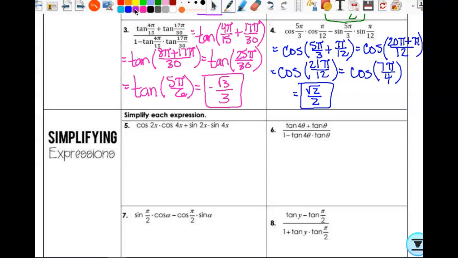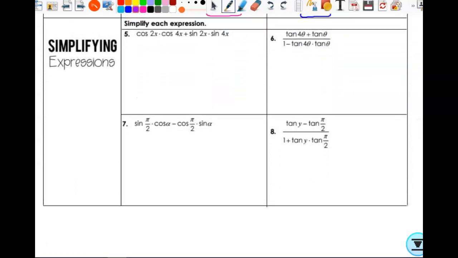So let's look at number 5. Same type of thing. I see a pattern. I have a cosine of A times cosine of B plus sine of A times sine of B. So is this going to match sine or cosine? Cosine. Is it going to be sum or difference? Difference, right? So this is going to give me cosine of 2x minus 4x. So that gives me the cosine of negative 2x.